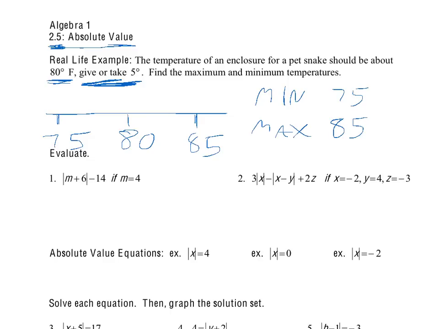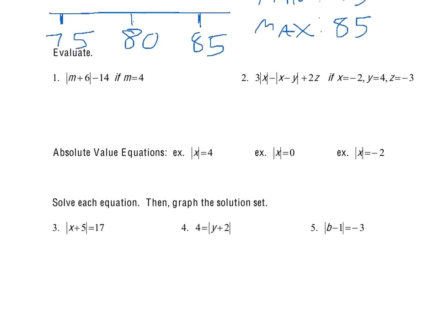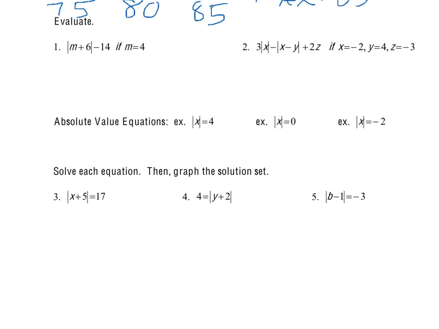You could go to the right or you could go to the left. So when we solve equations with absolute value, we could go to the right or we could go to the left, and you'll see once we solve it. Okay, let's look at some problems where we evaluate. So these are not equations, 1 and 2.